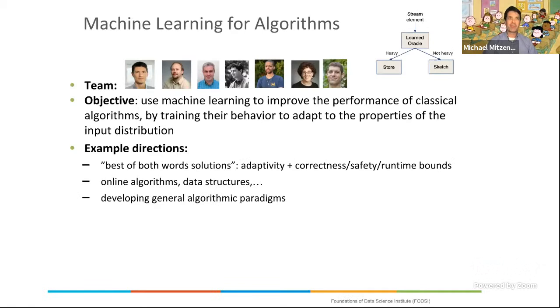So I'll be talking about algorithms with predictions. This is part of the machine learning for algorithms group. And part of what I'll be talking about today is how we might use machine learning to improve the performance of classical algorithms. The idea is to get the best of both worlds: the correctness that we expect from our traditional algorithms, but also adaptivity. You can think of it as a beyond worst case analysis type analysis, which I will be describing.